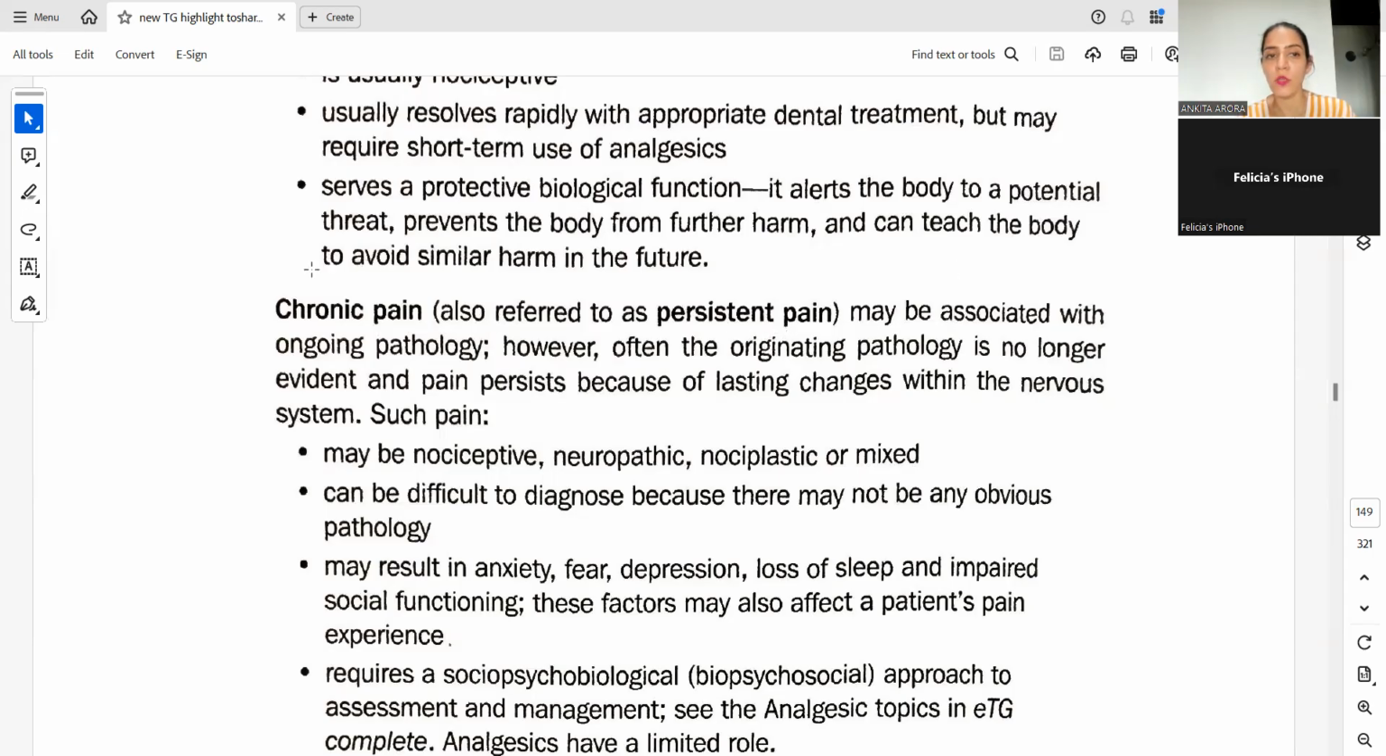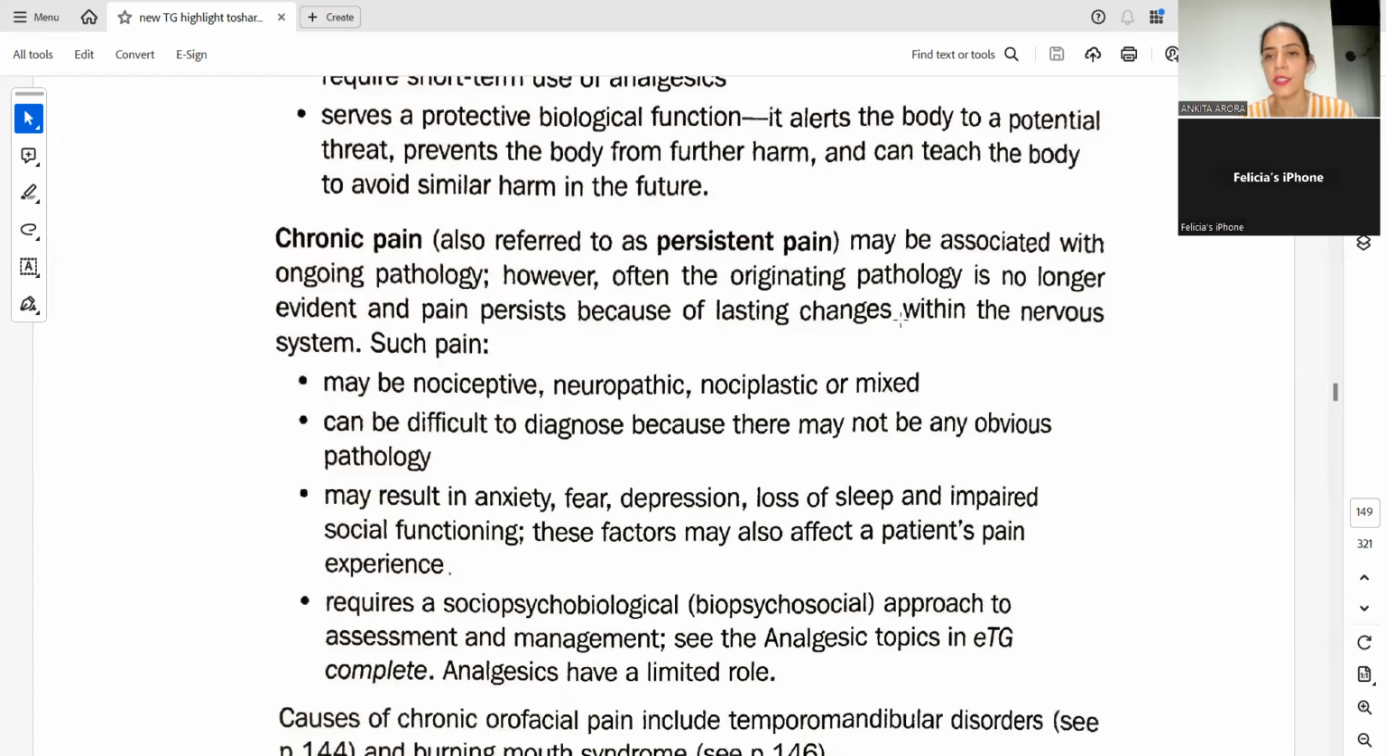Then we have chronic pain, also referred to as persistent pain. It may be associated with ongoing pathology. However, often the originating pathology is no longer evident, and pain persists because of lasting changes within the nervous system. So some pathology is happening, a chronic variant of the pain. Suppose it can be reversible pulpitis which started 3-6 months back. So pathology is slowly growing in these cases, and pain persists because of lasting changes within the nervous system.